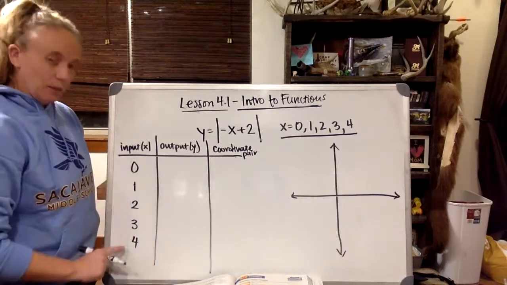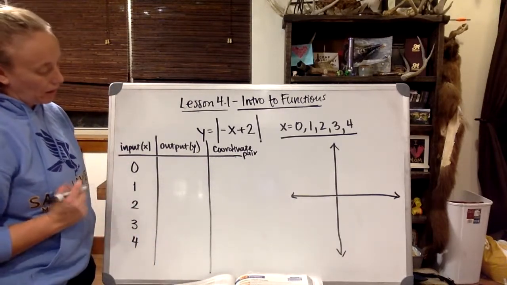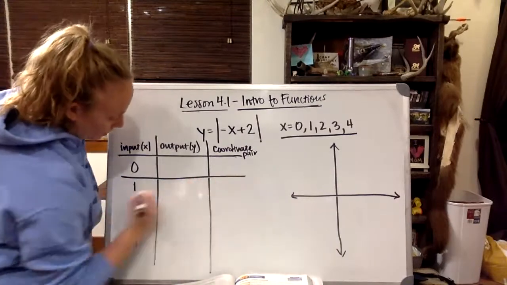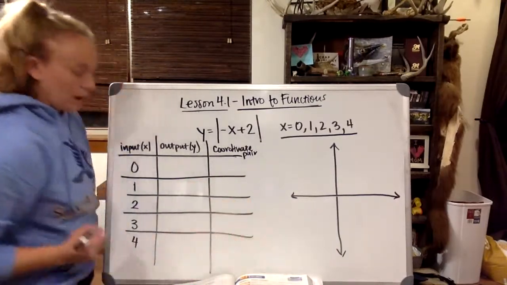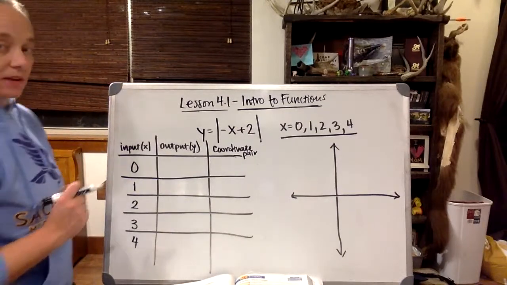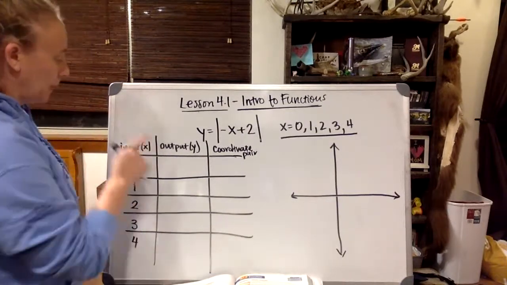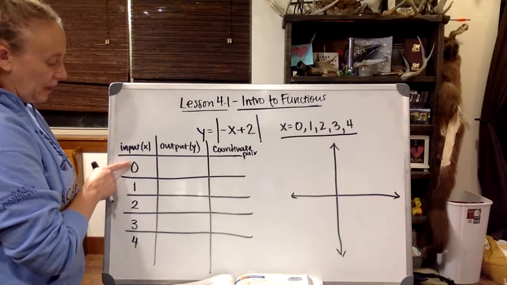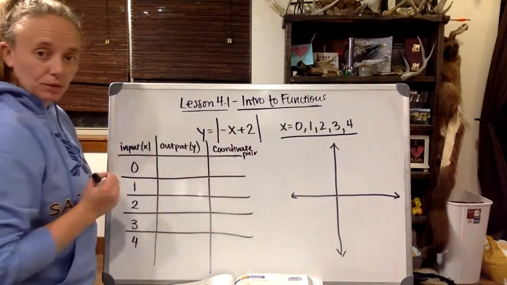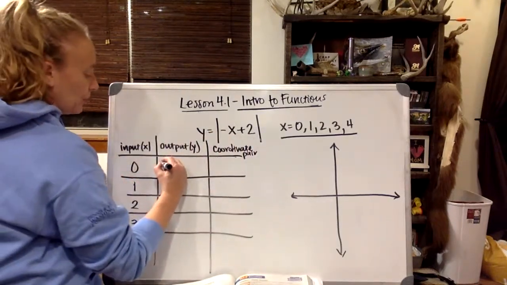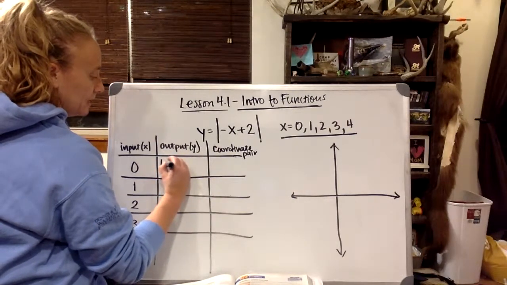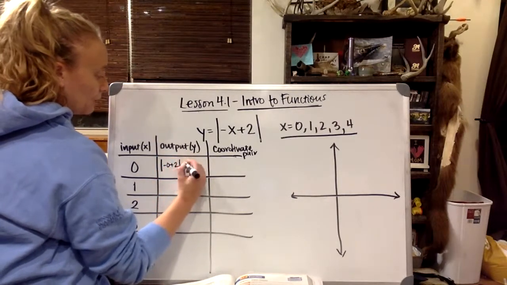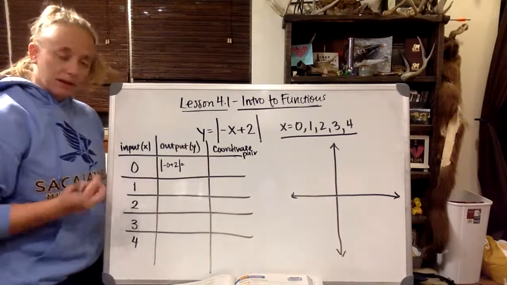So I'm going to add numbers into my input column. After that, I'm going to start solving these. I'm going to organize this a little bit more so I can keep myself straight. All right, so I'm going to put 0 into this absolute value equation. If I put 0 in there, I'm going to rewrite this as the absolute value of -0 plus 2, and I'm going to solve this.